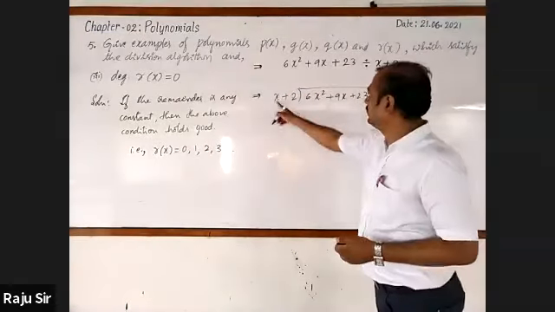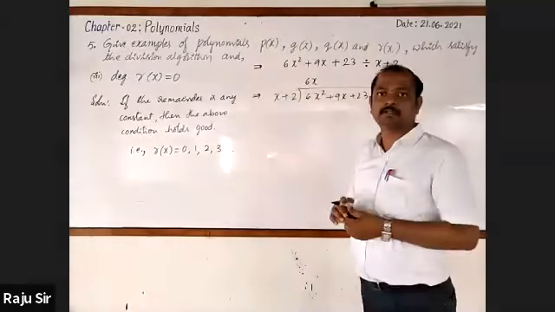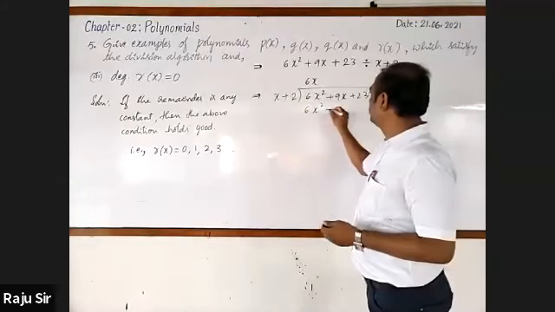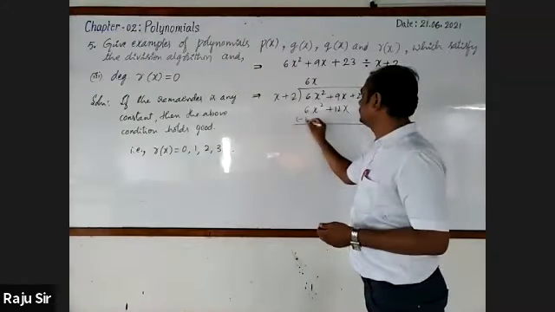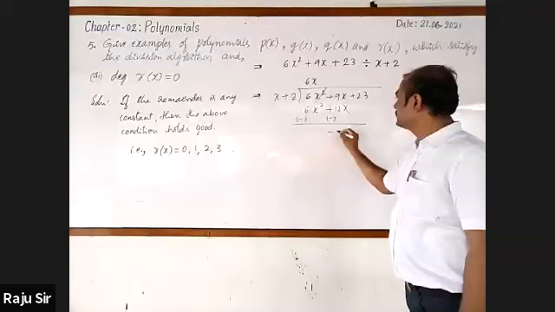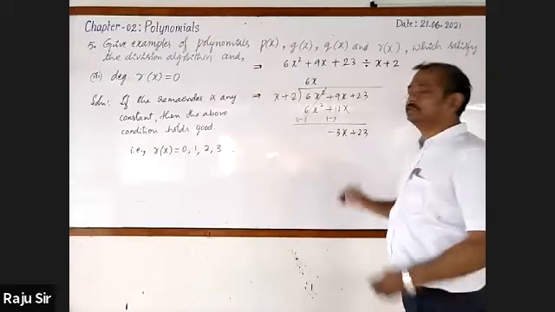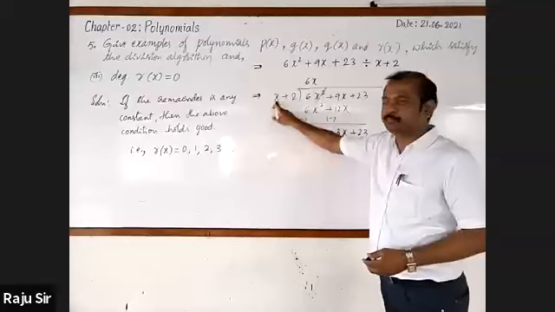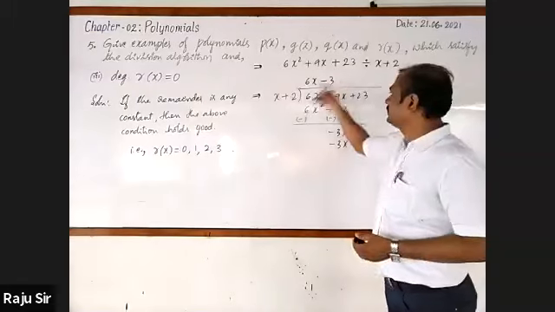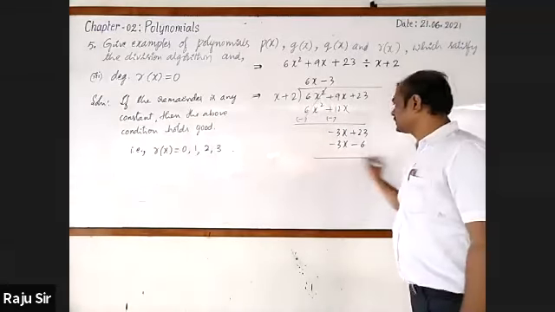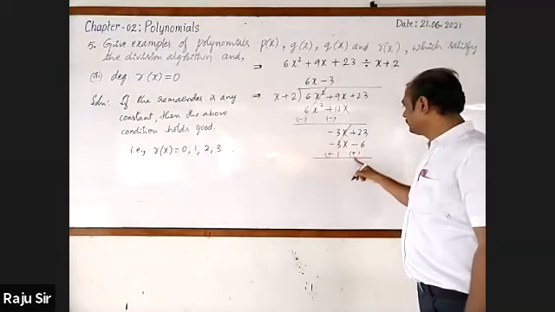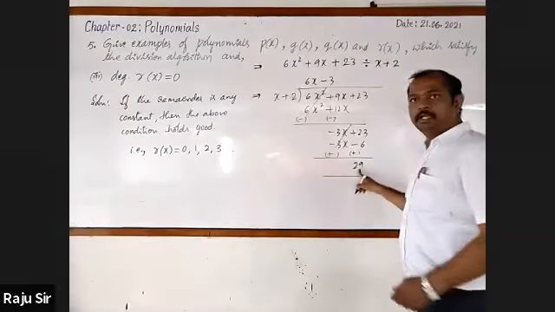Taking x plus 2, here I'll multiply 6x into x, 6x square. Then 6x into 2, 12x. Let us change the sign. Minus minus get cancelled. 9 minus 12x is minus 3x. Carry down 23. Now what should be multiplied? Minus 3. Minus 3 into x, minus 3x. Minus 3 into 2, minus 6. Change the sign. Plus, plus get cancelled. 23 plus 6 is 29. It is a constant.